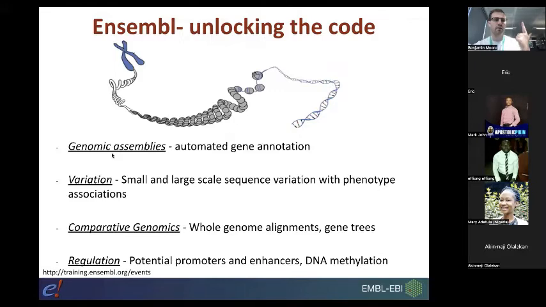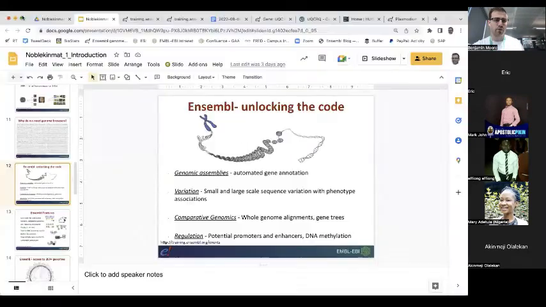Then we also have the variation, comparative genomics, and regulation data. So these are the 4 main types of data in Ensembl. But as I said, the only thing that we've really thought about in any detail this morning is the genomic assemblies and the gene annotation. So the main thing that we did was we went through Ensembl, and we saw how we could search for a gene of interest.